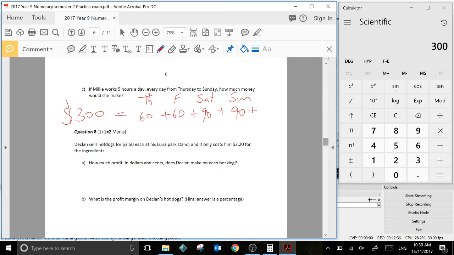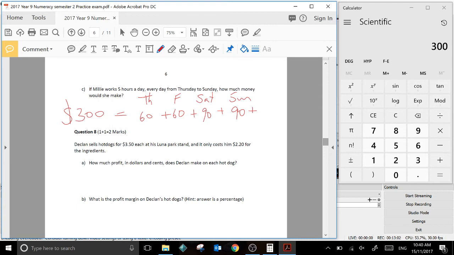Rightio, Declan. He sells hot dogs for $3.50 each at his Luna Park stand, and it only costs him $2.20 for the ingredients. So how much profit is he making? Well, the profit that he makes is how much money he's left over, more than he had when he began. So when he began, he had to spend $2.20 to buy the ingredients for a hot dog. And then if he sells it for $3.50, the difference between those two is how much money he's going to have left in his pocket.